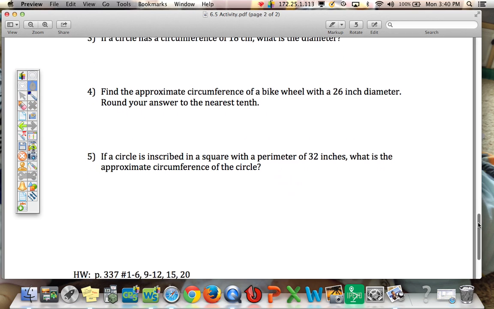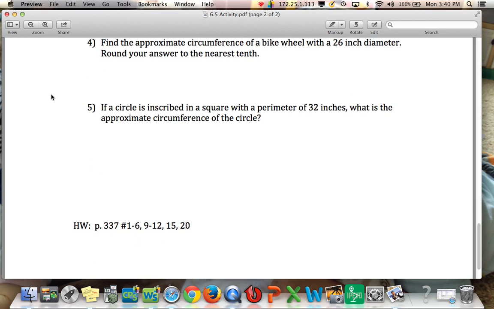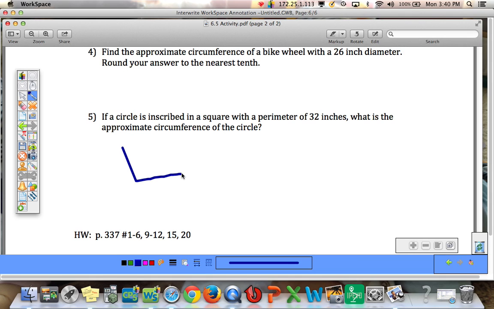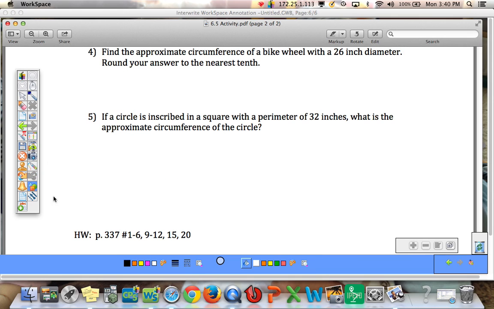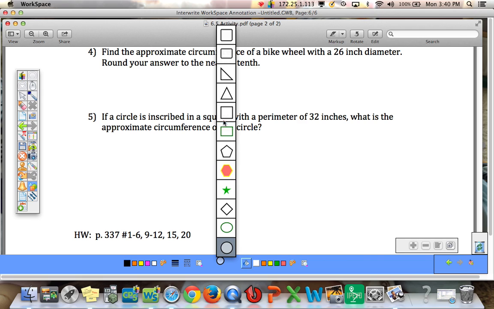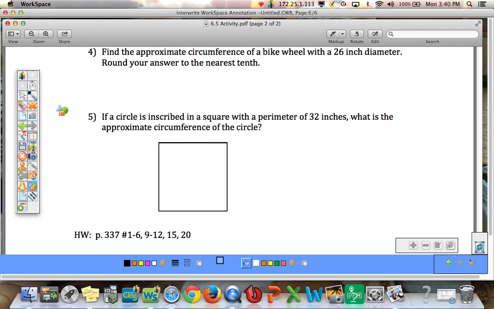Number 5, if a circle is inscribed in a square. So what that means is if you have a square, let's use our line tool here. Inscribed means on the inside and each point is meeting or touching the square just once. Like an inscribed angle, but it's an inscribed circle. So there's our inscribed circle, and the square has a perimeter of 32 inches. What is the approximate circumference?